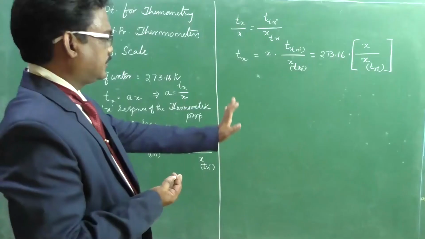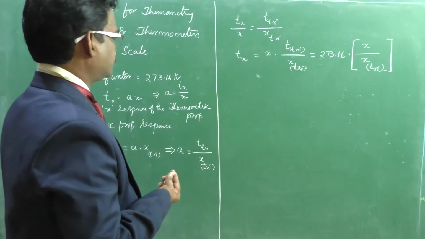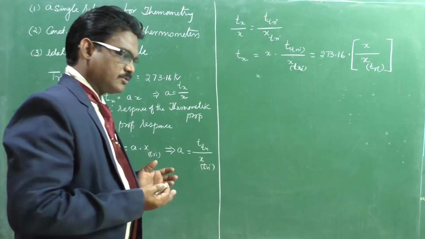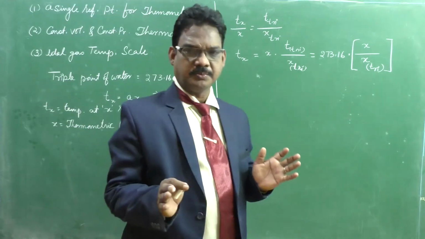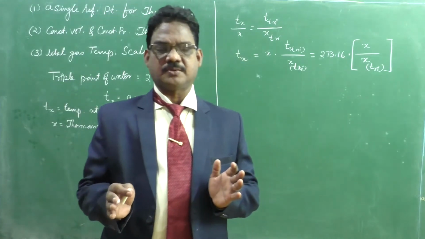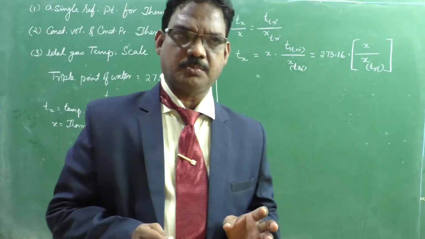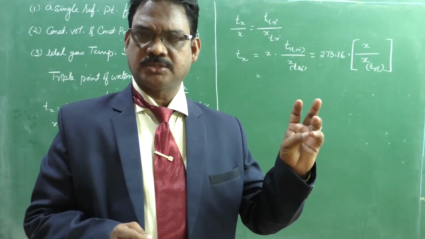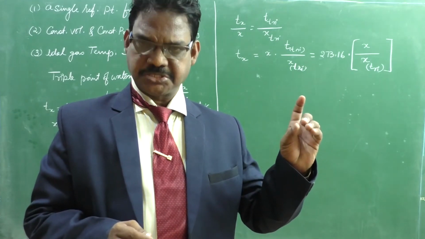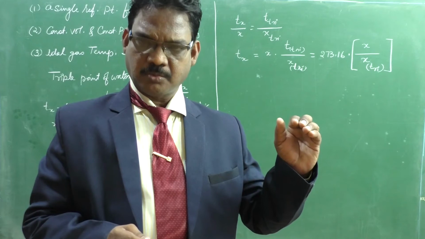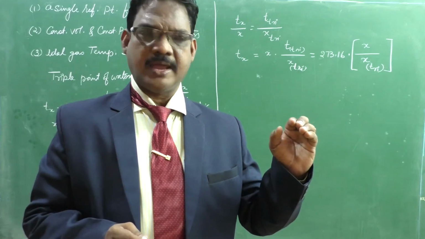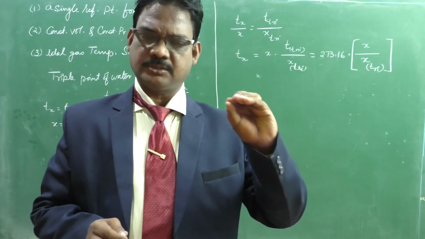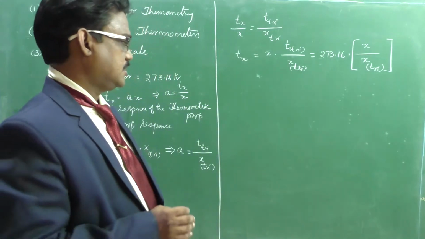Now see, suppose you consider 5 types of thermometers. Those thermometers are the constant volume thermometer, constant pressure thermometer, resistance thermometer, thermocouple based thermometer, and mercury thermometer. These 5 types of thermometers we consider.